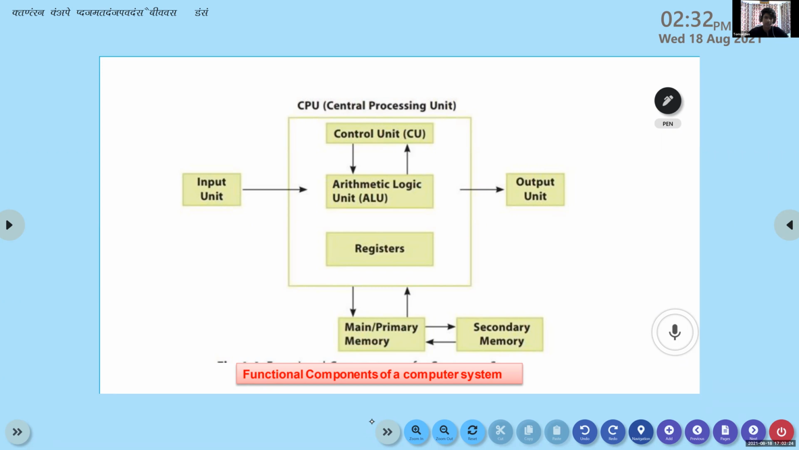The input unit receives the inputs and it is processed in the CPU. Yes. And the output is given and it is stored to the memory. Okay, excellent. Now let's see.